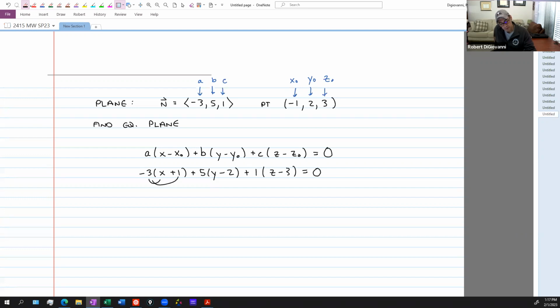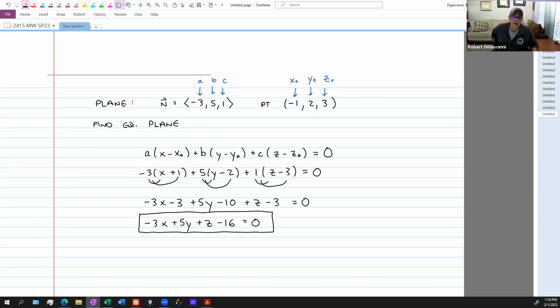So if I distribute, negative 3x minus 3 plus 5y minus 10 plus z, take away 3 equals 0. Then I'm going to collect all my x, y, z's together on the left. -3x plus 5y plus z, and then put all those numbers together, negative 16 equals 0. There we go.